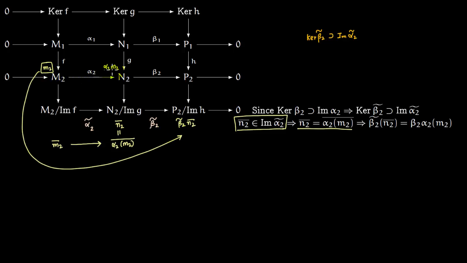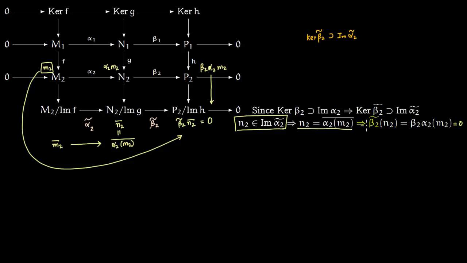Now in this direction it first goes to alpha 2 m2, then you apply beta 2 to it, so you get beta 2 alpha 2 m2. But beta 2 kills the image of alpha 2, so beta 2 alpha 2 is 0, because the image of alpha 2 lies in the kernel of beta 2. So this gets mapped to 0 right here. Since this gets mapped to 0, and the diagram commutes, this will be 0. So this implies beta 2 tilde n2 bar is 0.